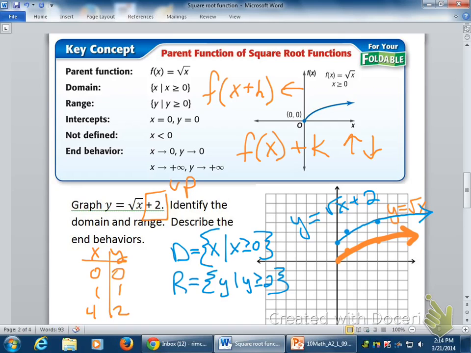End behaviors. As x goes to positive infinity, what are the y's doing? They're also going up, up, up, right? Not very fast, but they are going up. So that's positive infinity, positive infinity. But what about going to the left? x doesn't really go to negative infinity, does it? What's the lowest x is going to go? 0. And as x goes to 0, what does the y do? It goes to 2. It doesn't go all the way down to 0, does it? It comes along here, and the farthest the y goes is right here at 2.